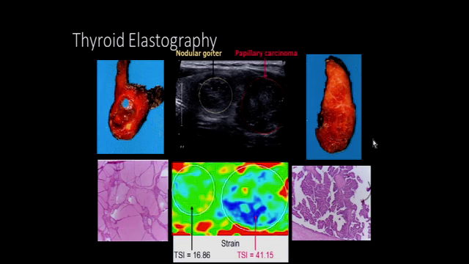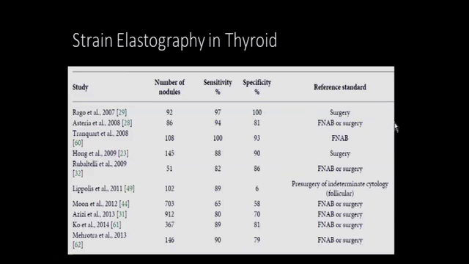This was a patient who was being followed up for 2 nodules, one lesion in the upper pole, one lesion in the lower pole. Patient was being followed up for growth in these lesions, and you can see that on the thyroid elastography, the TSI in the upper pole lesion was 16.8, but in the lower pole lesion was 41.15. With that high stiffness value, we suggested fine needle aspiration. This came back as papillary carcinoma. Histopathology confirmed the upper pole lesion as being nodular goiter and the lower pole lesion being solid papillary carcinoma.